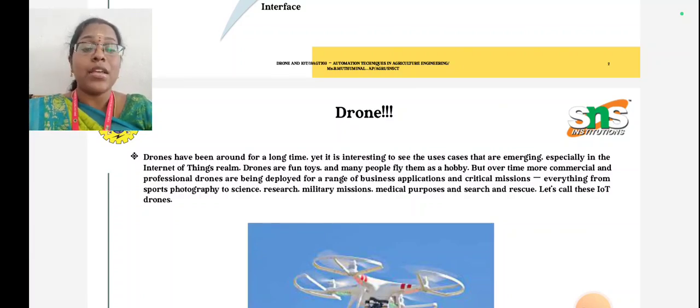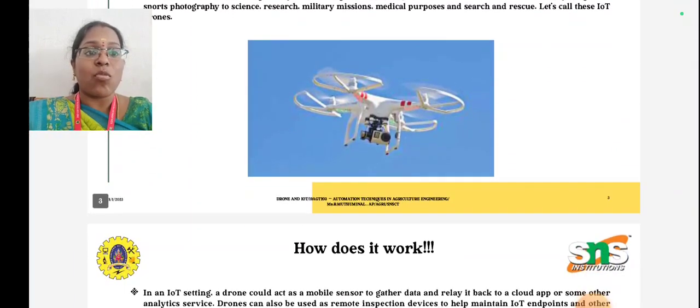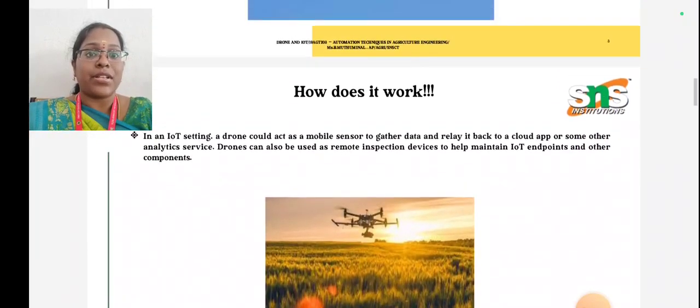Nowadays we can also see drones used in sports photography, science research, military missions, and also for medical purposes. And today we are going to try to use them as agriculture drones. So this is a small picture. And how does it work?